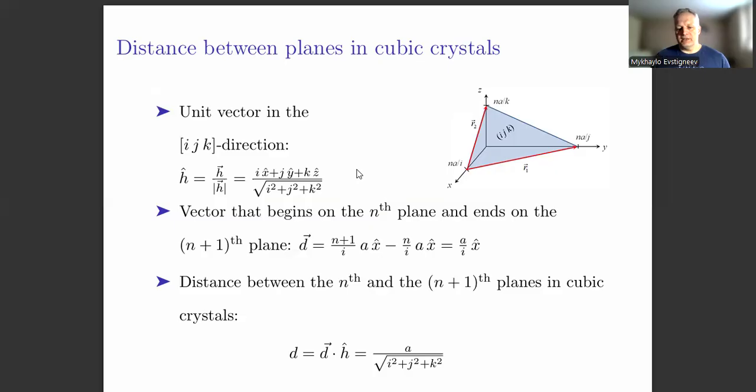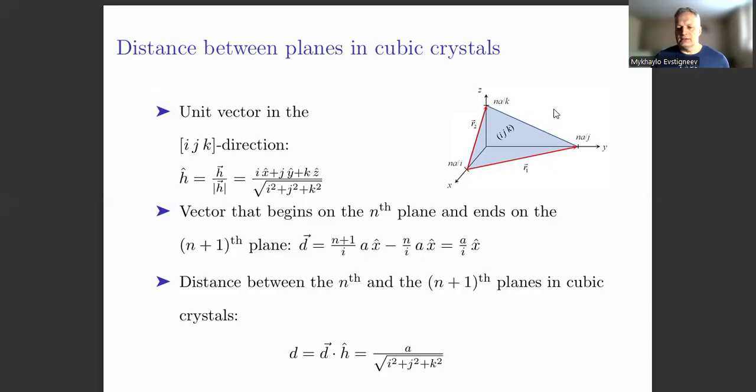Now, let us look at the next adjacent plane with the same Miller indices, and its intersection with the coordinate axes x, y, and z is the same, but the integer n needs to be replaced with n plus 1, because it is the n plus first plane. So the intersection points of this next plane would be n plus 1, a over i, n plus 1, a over j, and n plus 1, a over k.